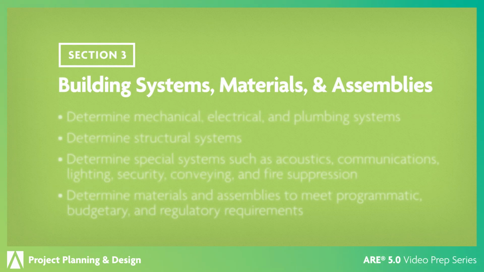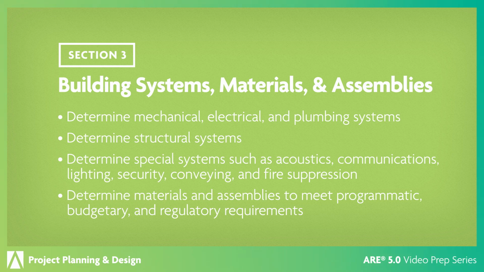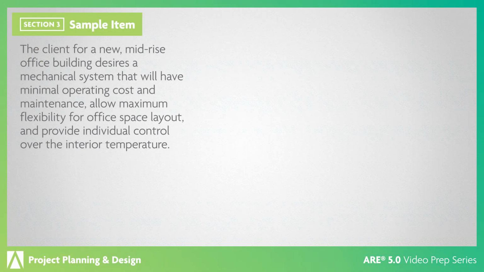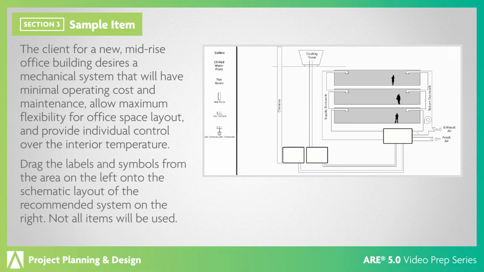In the Building Systems, Materials, and Assembly section, you'll focus on other disciplines with which an architect must be familiar, along with the various components that make up the building. Let's look at a sample question. The client for a new mid-rise office building desires a mechanical system that will have minimal operating cost and maintenance, allow maximum flexibility for office space layout, and provide individual control over the interior temperature. Drag the labels and symbols from the area on the left onto the schematic layout of the recommended system on the right. Not all items will be used.